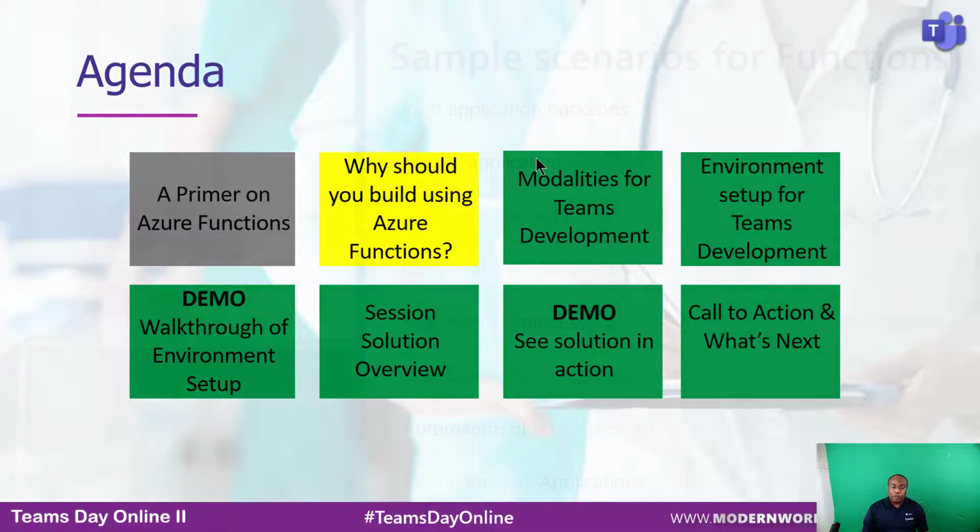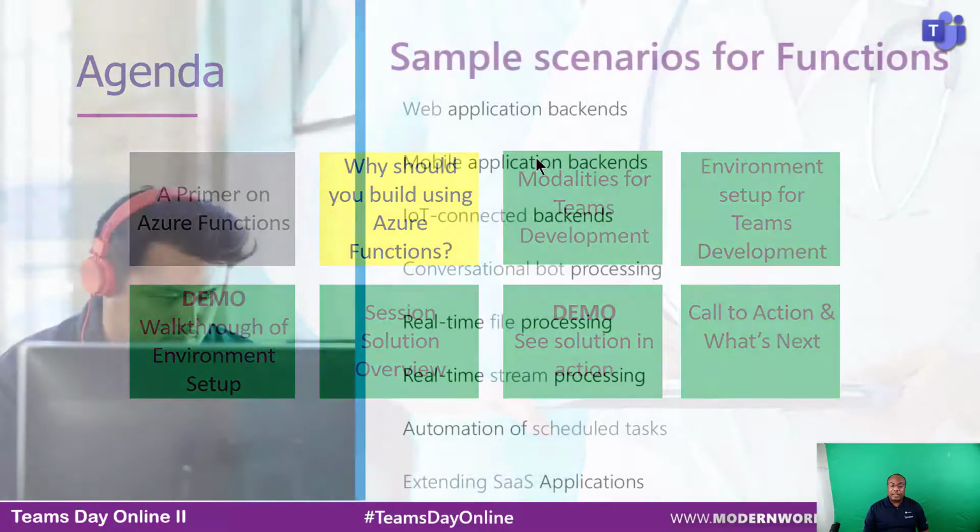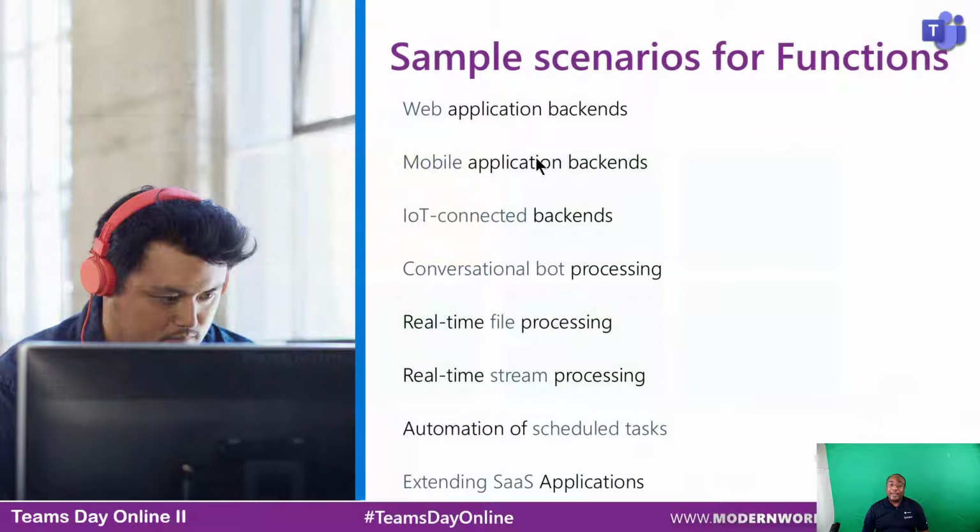So the next question is, why should you build using Azure Functions? Notwithstanding this session and talking about Teams, you can see how you can leverage Azure Functions because it's an extremely scalable and extensible environment. If you have web app backends, mobile backends, IoT backends, conversational bot processing, which is really cool, file processing, all of the things that you see here are examples of where Azure Functions can come in.